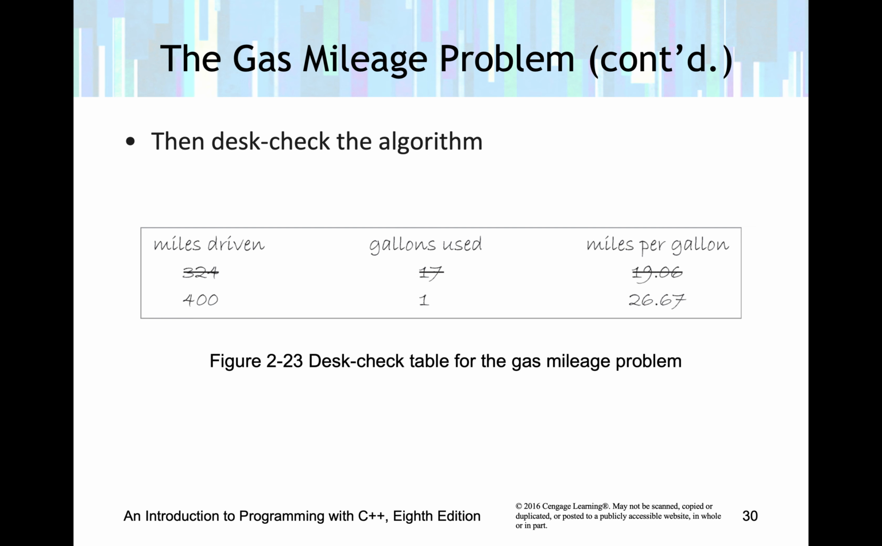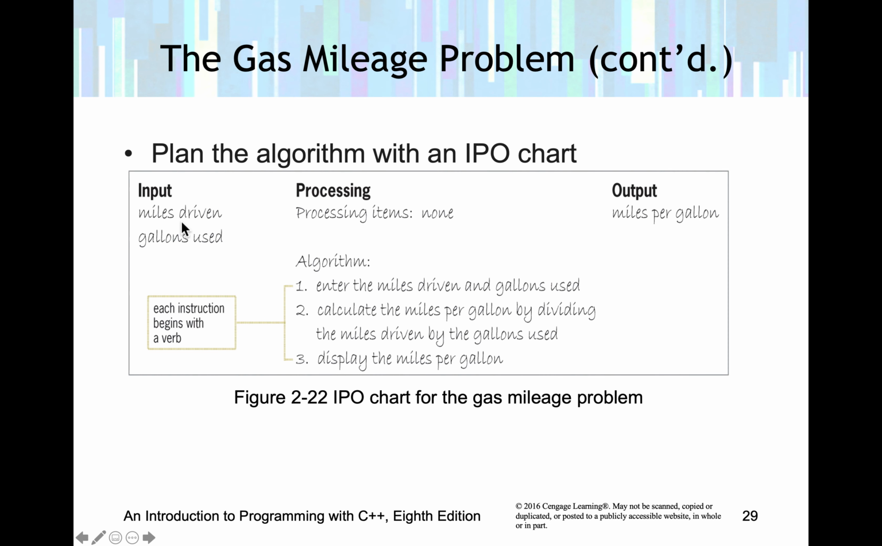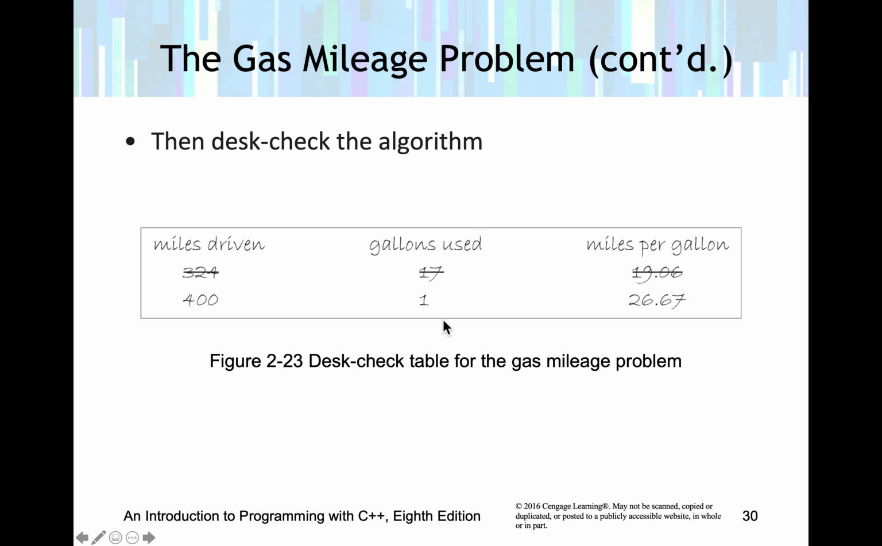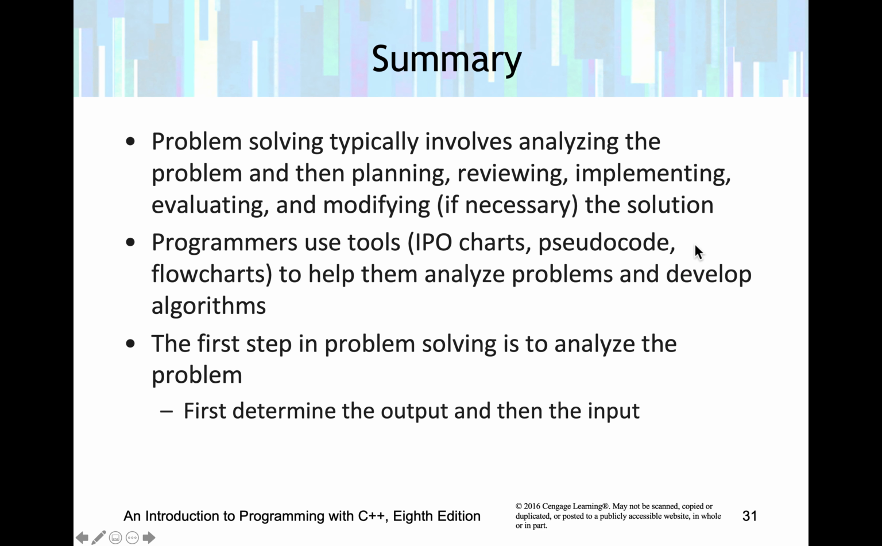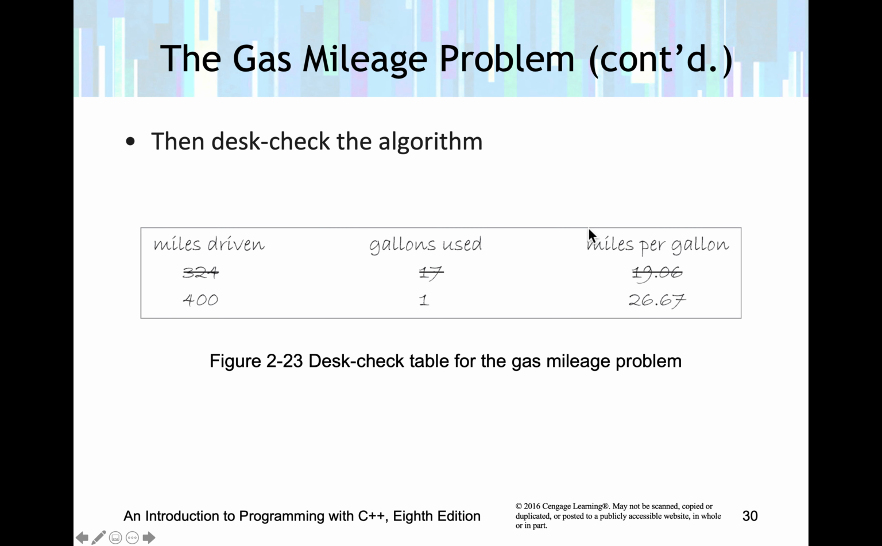The last thing that we have to do is create a desk check table. The desk check table is something that you use to test your program. In the desk check table, you're going to have one column for each input and one column for the output. So here you have two inputs and one output: miles driven, gallons used, miles per gallon. Then you just make up some numbers, any numbers. Here, this number, they actually got it from the problem.